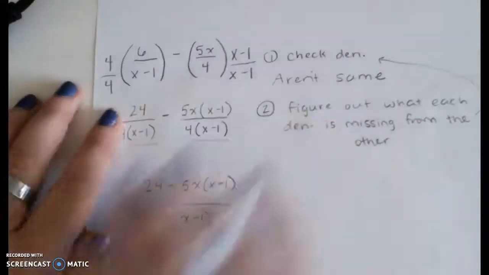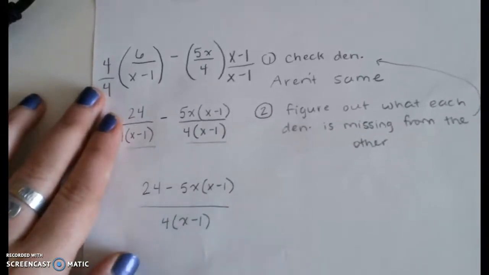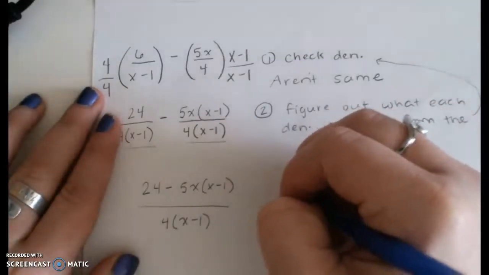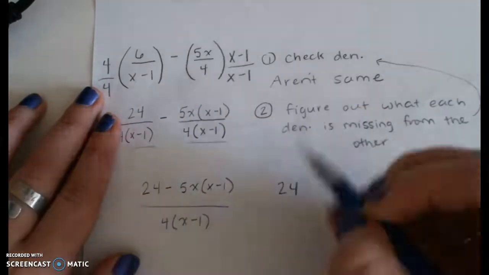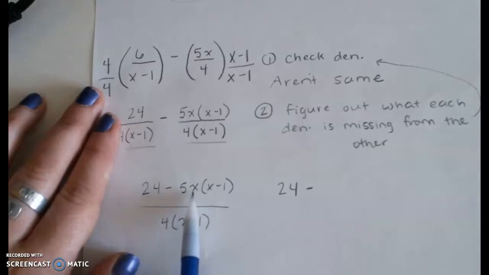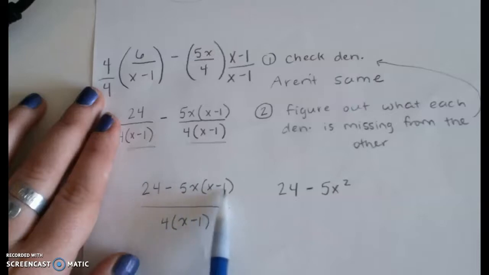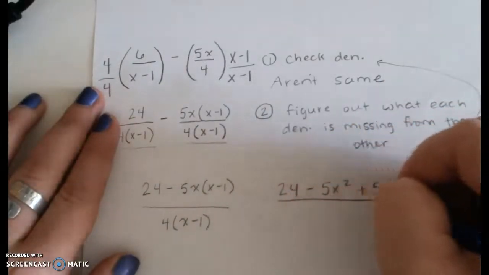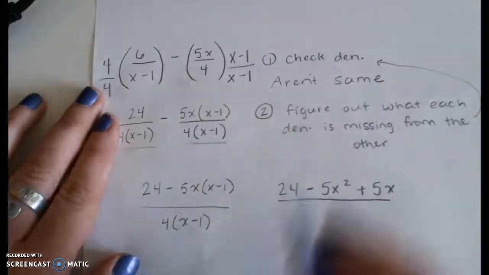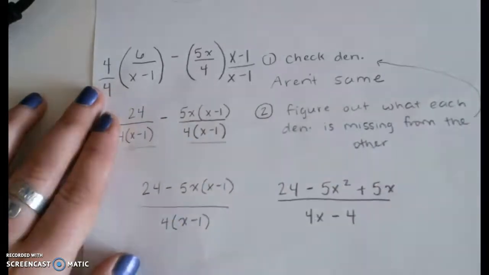Now at first glance, I don't see anything that I'm able to simplify, so I'm going to go ahead and multiply this out so that I can see if there's any way for me to simplify farther. So right here, I'm going to distribute my 5x across my parentheses. So I say negative 5x times x is negative 5x squared. And negative 5x times a negative 1 is a positive 5x. And on the bottom, 4 times x is 4x. And 4 times negative 1 is negative 4.